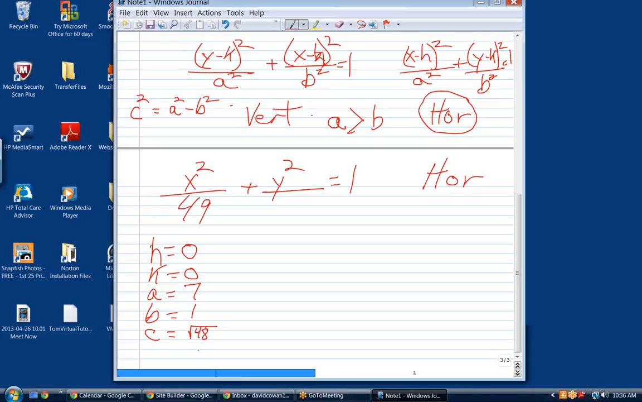Let's go ahead and simplify that. So we have 4 root 3, I think? Yeah. All right, so now we're ready to graph it.